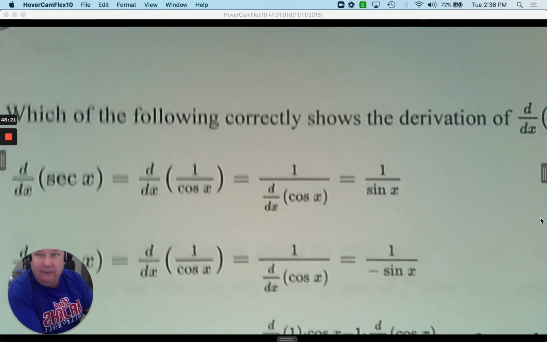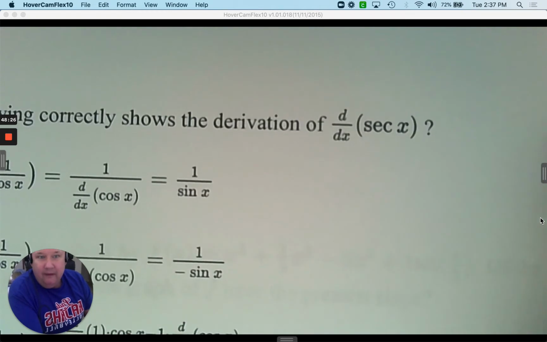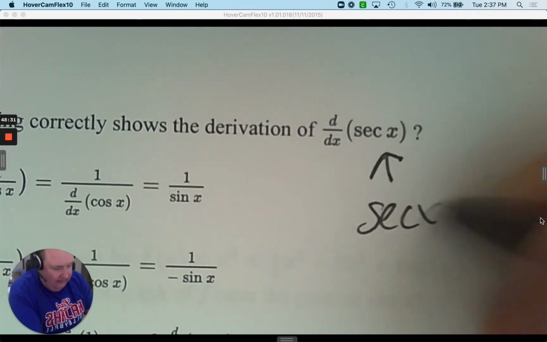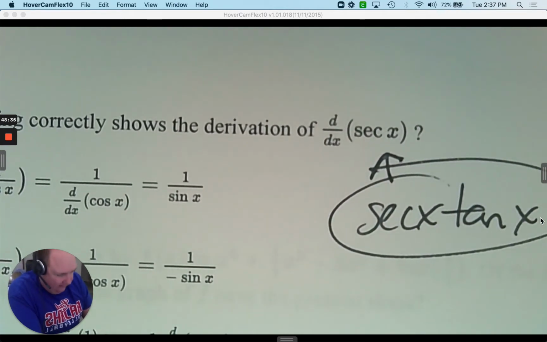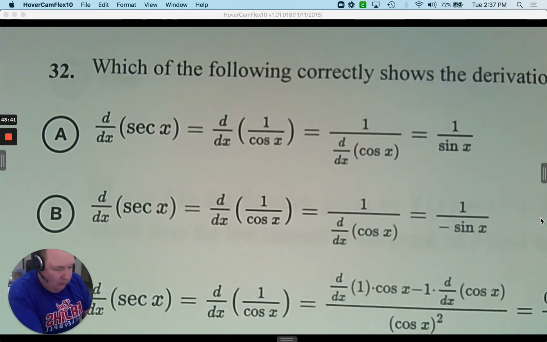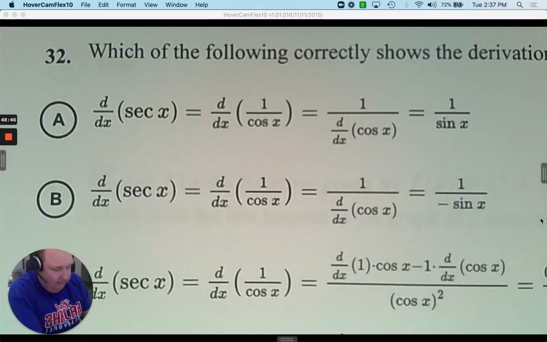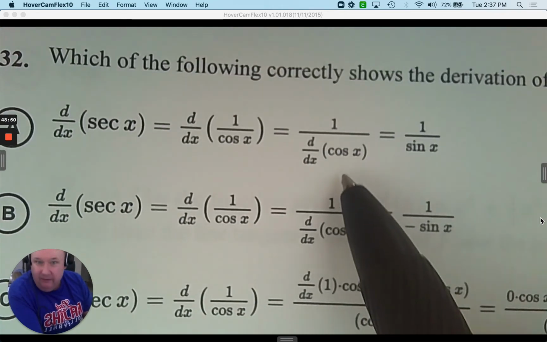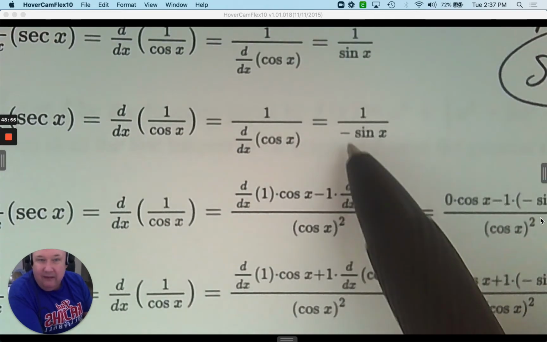For question number 32, what's the derivative of secant x? Well, the derivative of secant x is secant tangent. That's what I'm looking for, right? That's what the rule is, secant tangent. So which one is actually going to show that, and which one's wrong? So if the first direction is the reciprocal, 1 over cosine, that's fine. The derivative of this, of cosine, is negative sine.